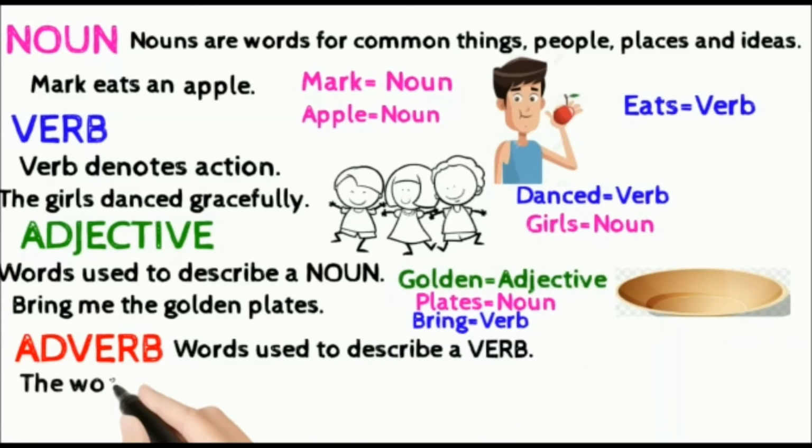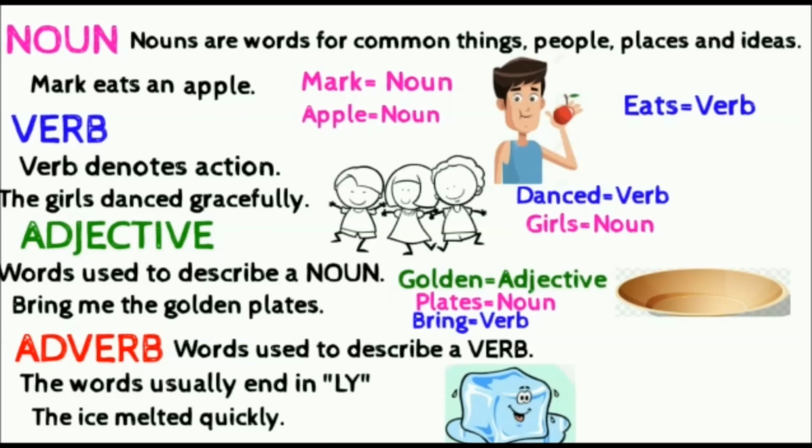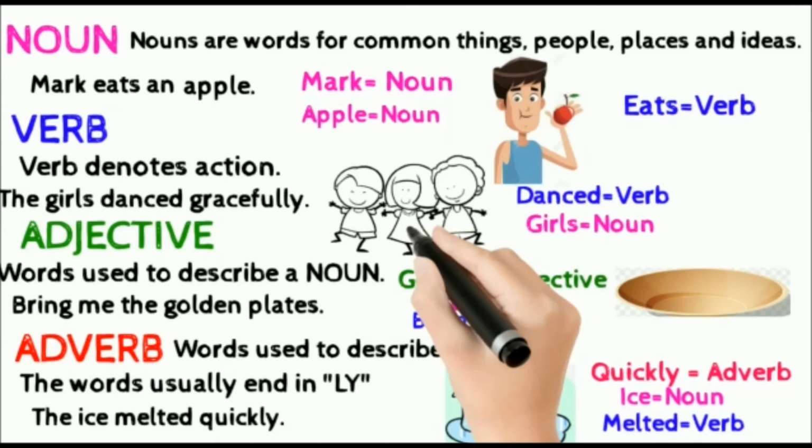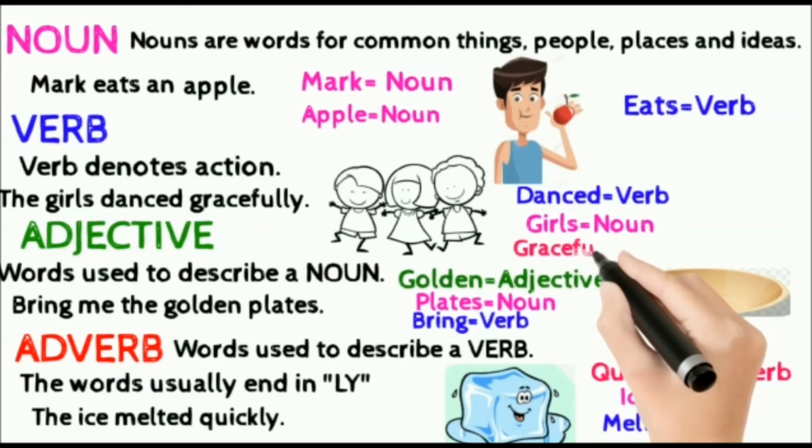And the last one here is the adverb. These are words used to describe a verb. The words usually end in ly. An example is, the ice melted quickly. Here the adverb is quickly. It's describing the verb. And ice is the noun. Melted is the verb. And in the previous sentence, gracefully is also an adverb.